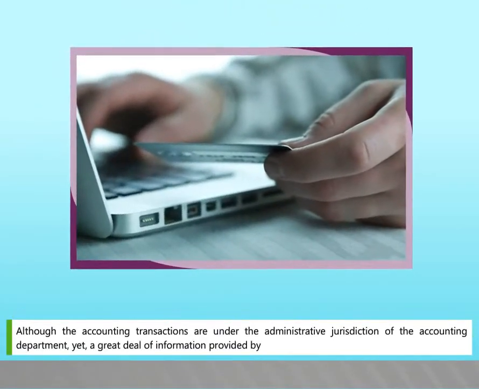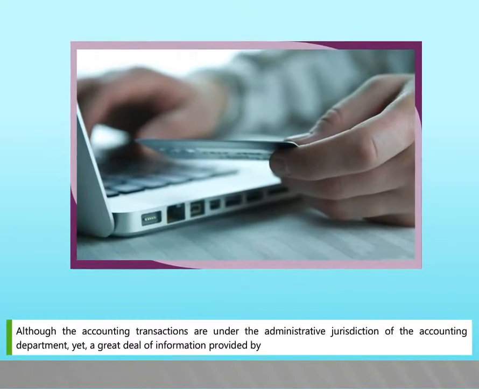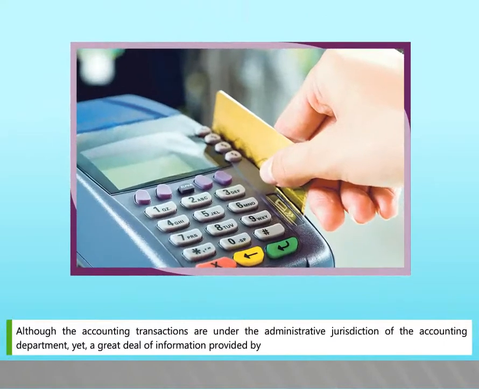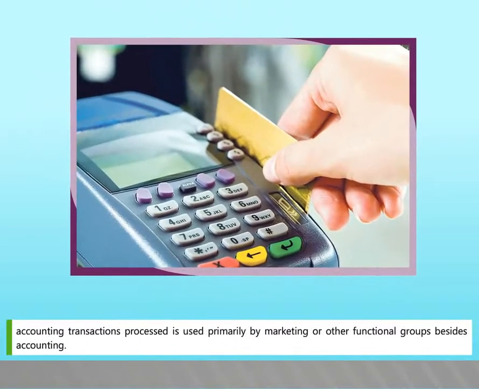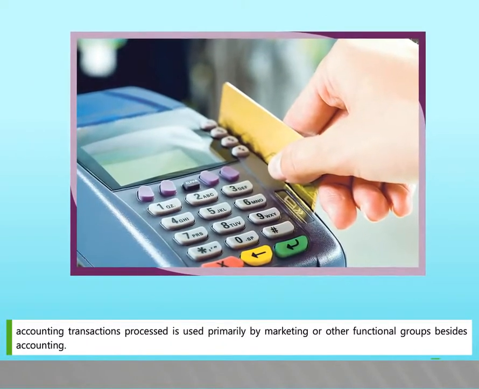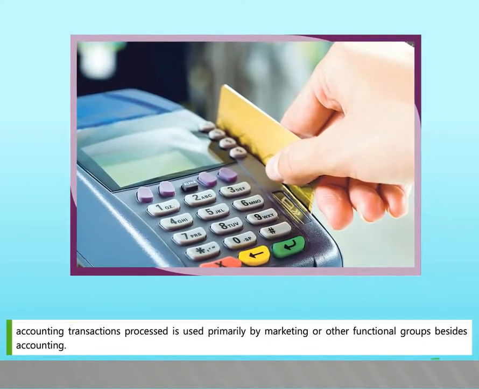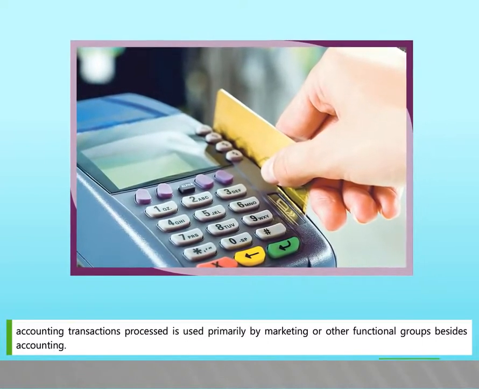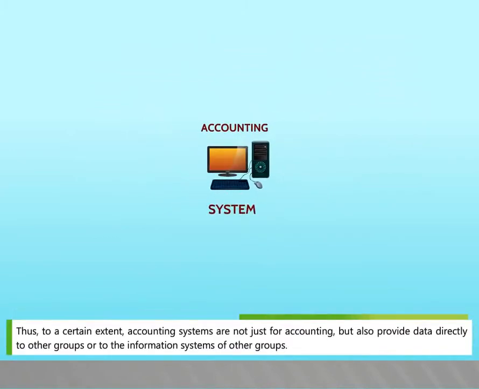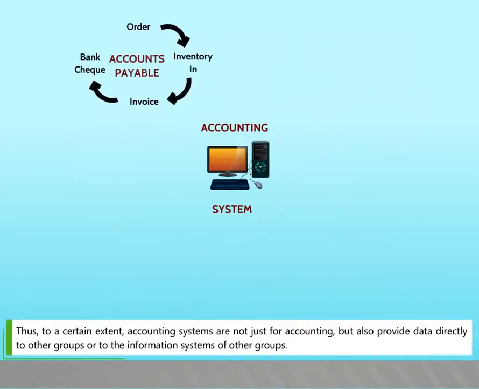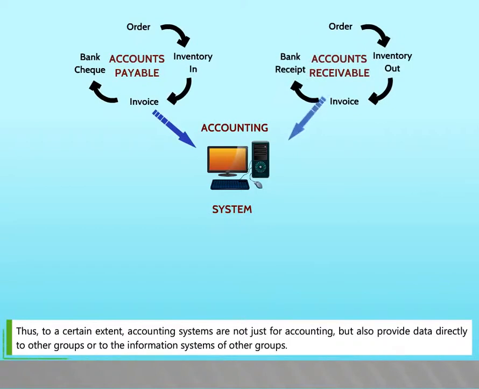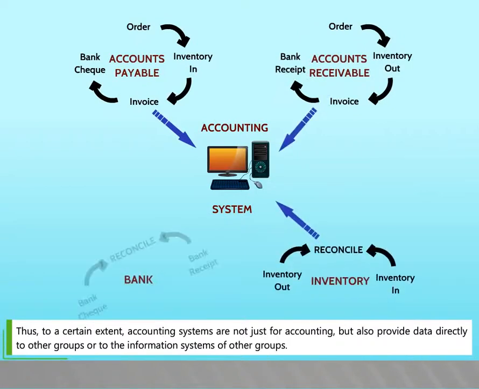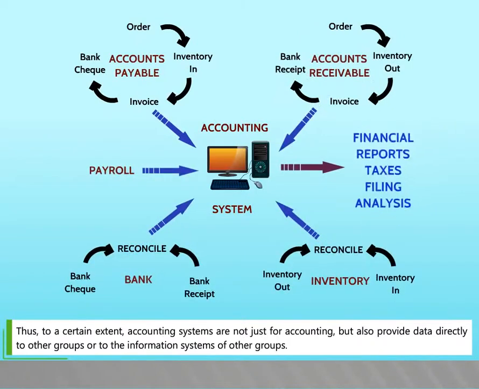Although the accounting transactions are under the administrative jurisdiction of the accounting department, yet a great deal of information provided by accounting transactions processed is used primarily by marketing or other functional groups besides accounting. Thus, to a certain extent, accounting systems are not just for accounting, but also provide data directly to other groups or to the information systems of other groups.